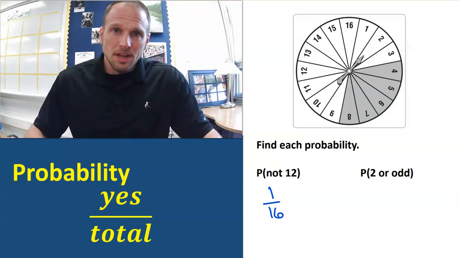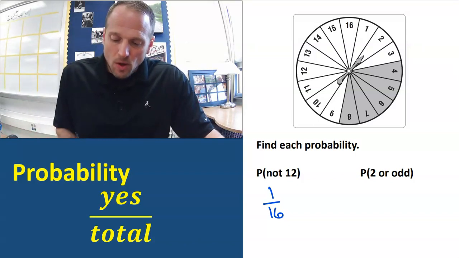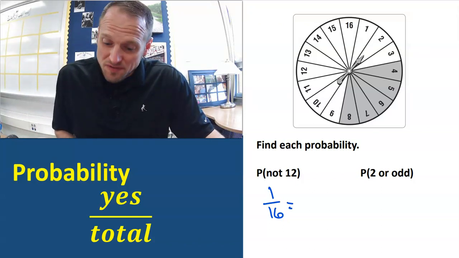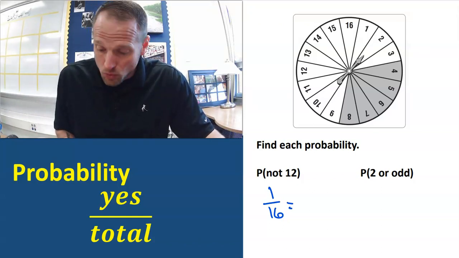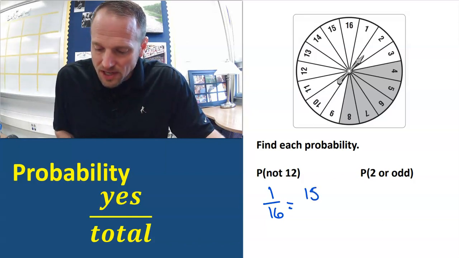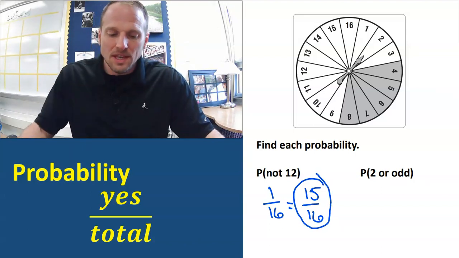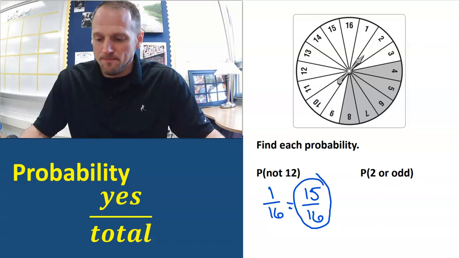So the probability of getting 12 is 1 out of 16. So what's the probability of not getting 12? Well, 1 out of 16 is 12. That means there's still the other 15. If we take 16 minus 1, there's 15. So the probability of not getting a 12 is 15 out of 16.